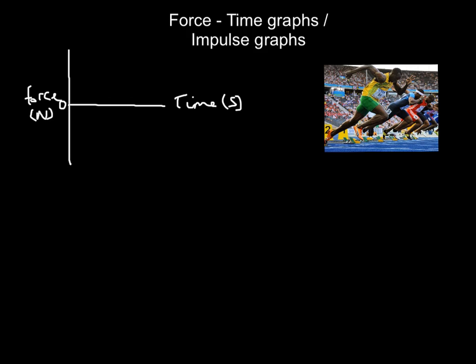Now Usain Bolt, during a sprint start, is going to push back on the blocks, and he's going to try and accelerate outwards. Now what would a graph look like for you? It would look like this. Now what have I just done then? That is our negative impulse.